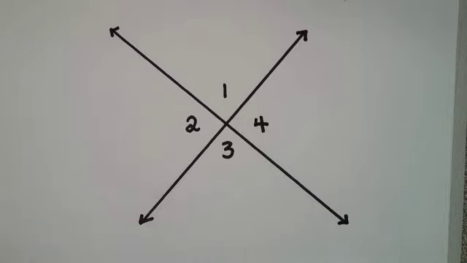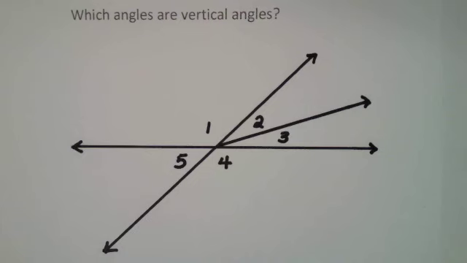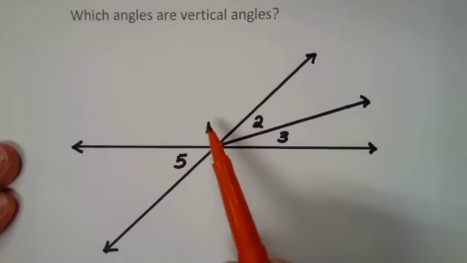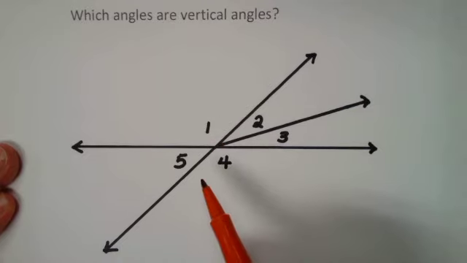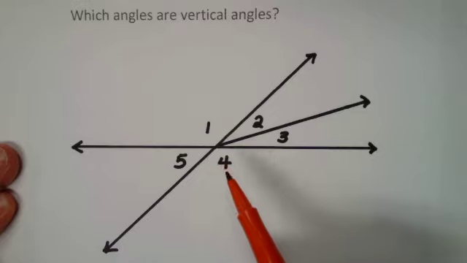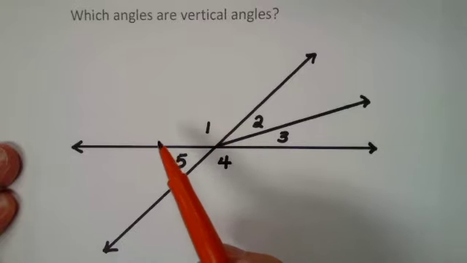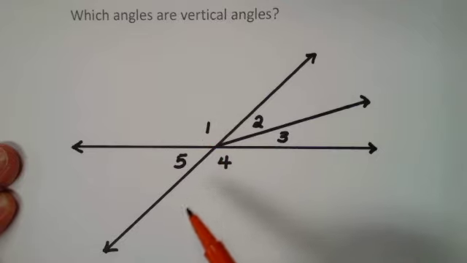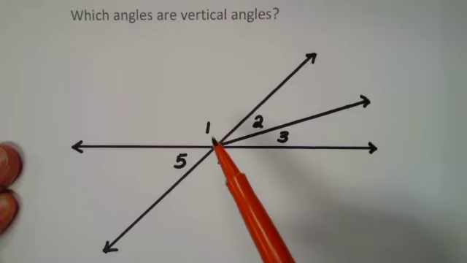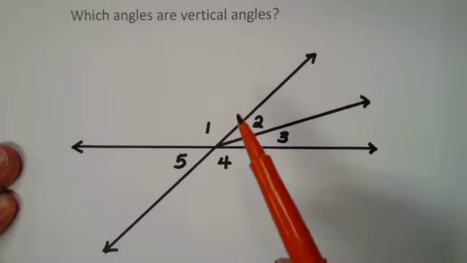Let's look at a different picture. Looking at this picture, we need to tell which angles are vertical. Vertical angles are not only across from each other, but they have to be the exact same size and shape. So I'm going to say 1 and 2. 1 and 2 are not across from each other, so 1 and 2 can't be vertical angles. 1 and 3, they're not across from each other, but 1 and 4 are across from each other. In fact, look at the space that 1 is taking up. Look at the space that 4 is taking up. 1 and 4 are vertical angles. Not only are they across from each other, but they take up the same amount of space.